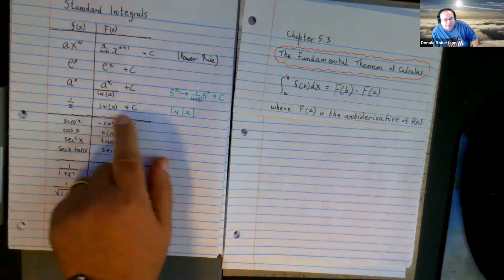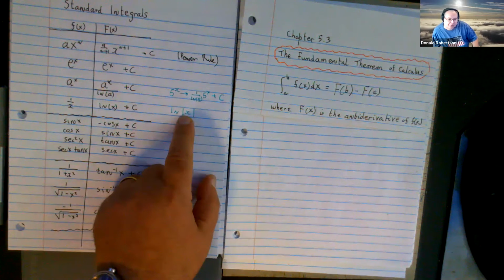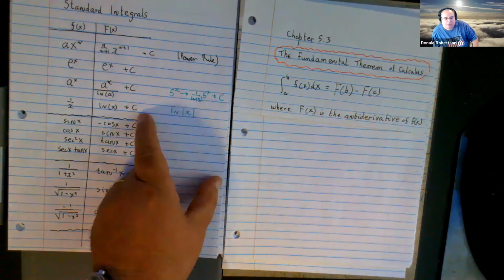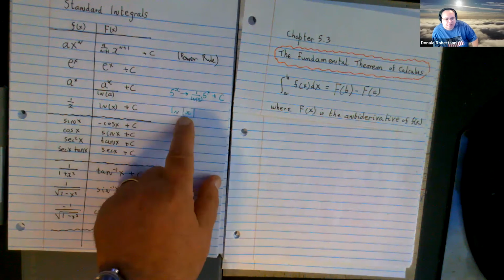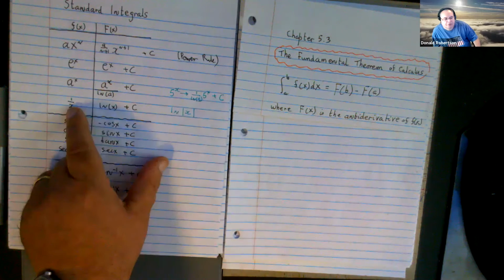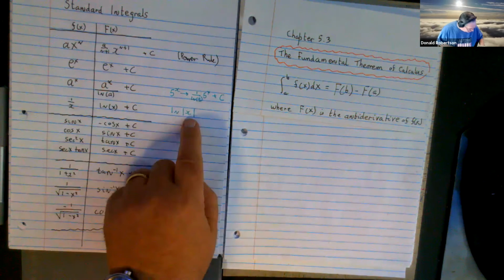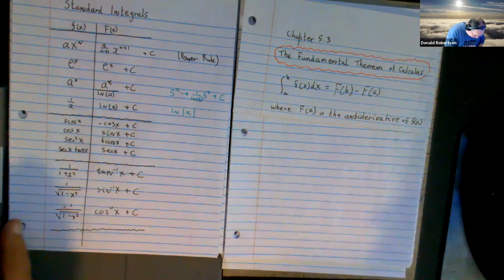The reason I've got this written down at the side is that sometimes it is and sometimes it's not there. When you deal with logs, you really can only use values of x that are positive. So if you were going to do an integral with 1 over x, you might occasionally see that. And of course, now that I see that, I forgot the plus c.